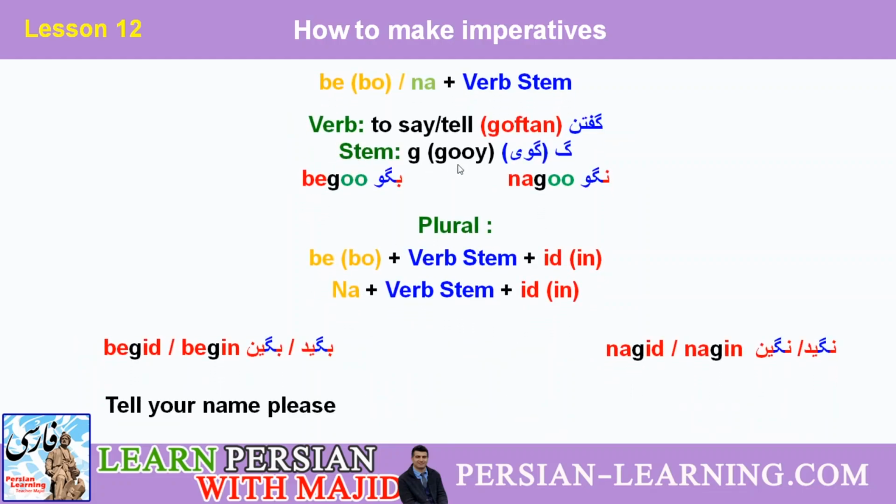The verb گفتن: بگو, نگو. Here again we have one extra vowel as an exception, but when we come to plural it goes away, so we say بگید or بگین, نگید or نگین. Example: tell your name please. اسمتونو بگید لطفاً. Singular اسمتو بگو لطفاً.